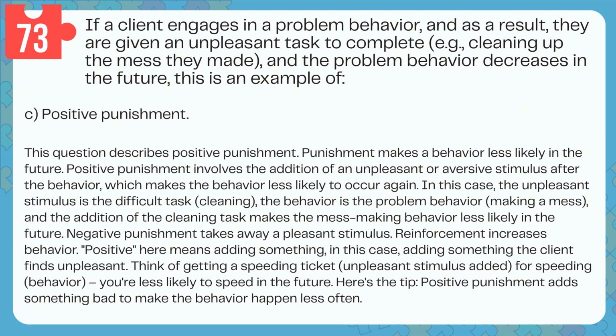Think of getting a speeding ticket. Unpleasant stimulus added for speeding, behavior. You're less likely to speed in the future. Here's the tip: positive punishment adds something bad to make the behavior happen less often.